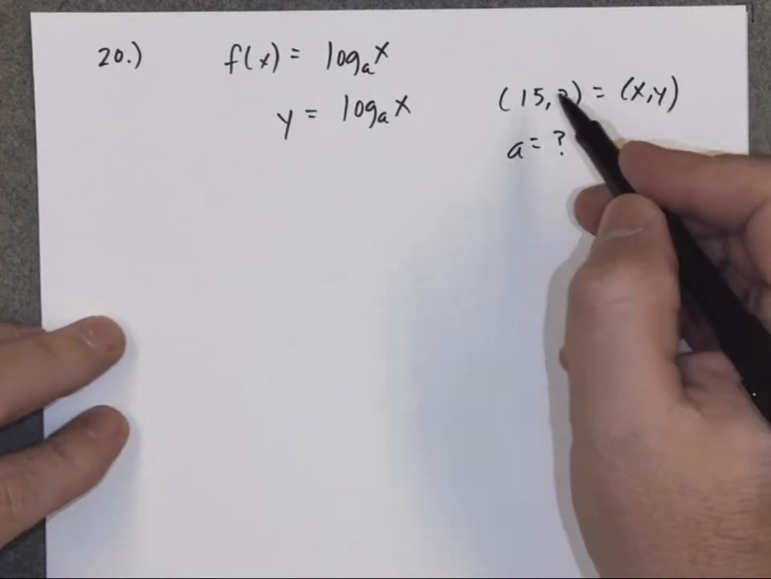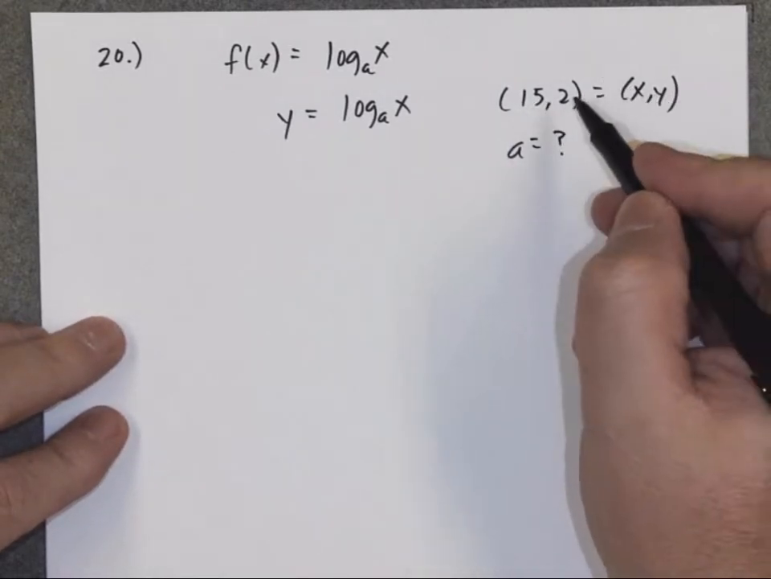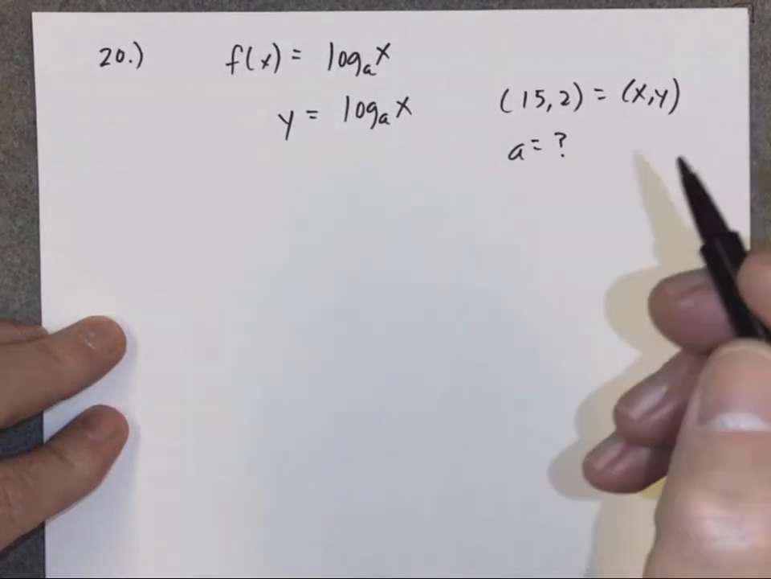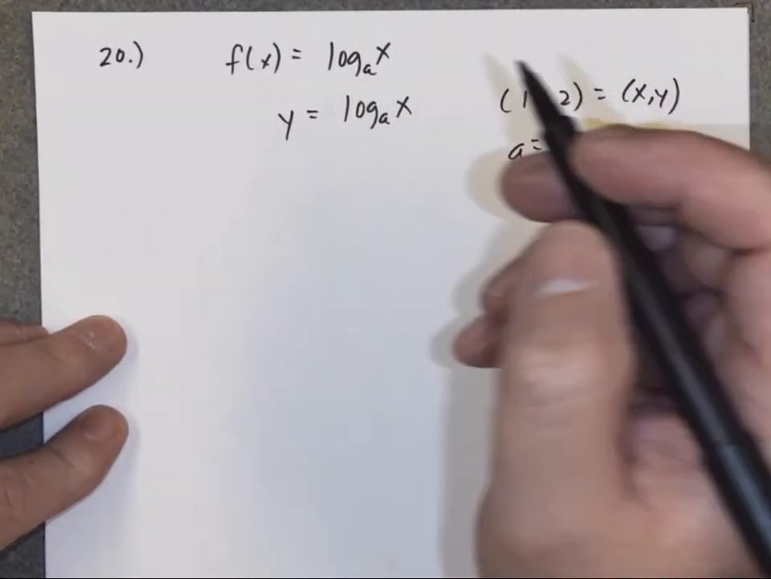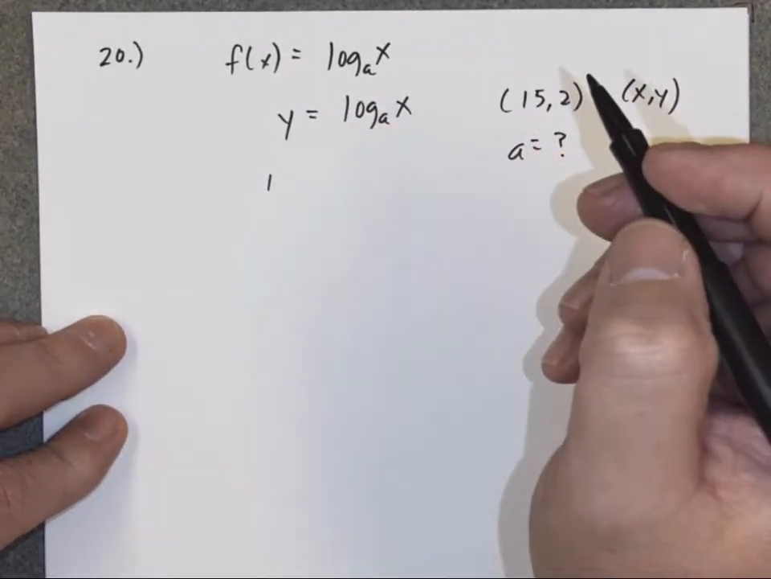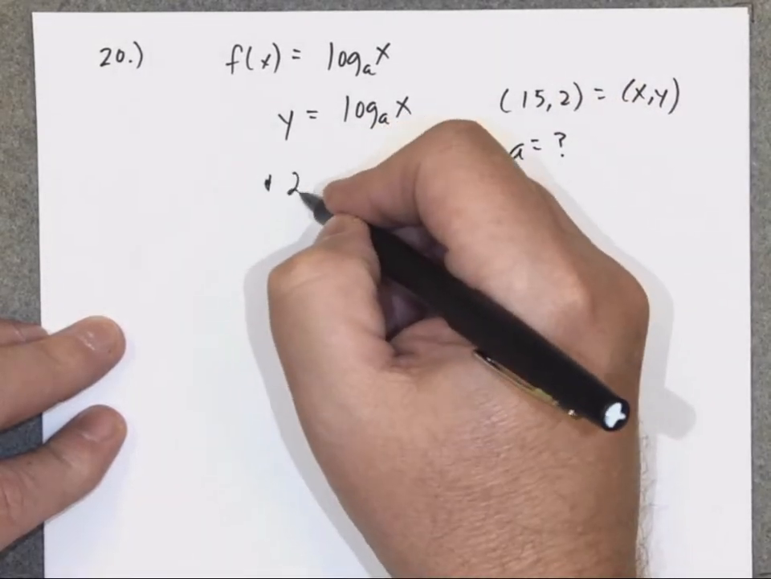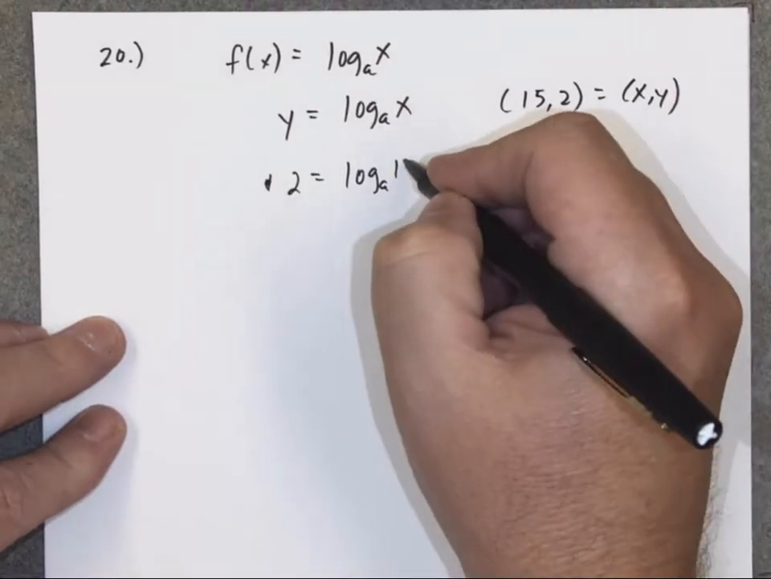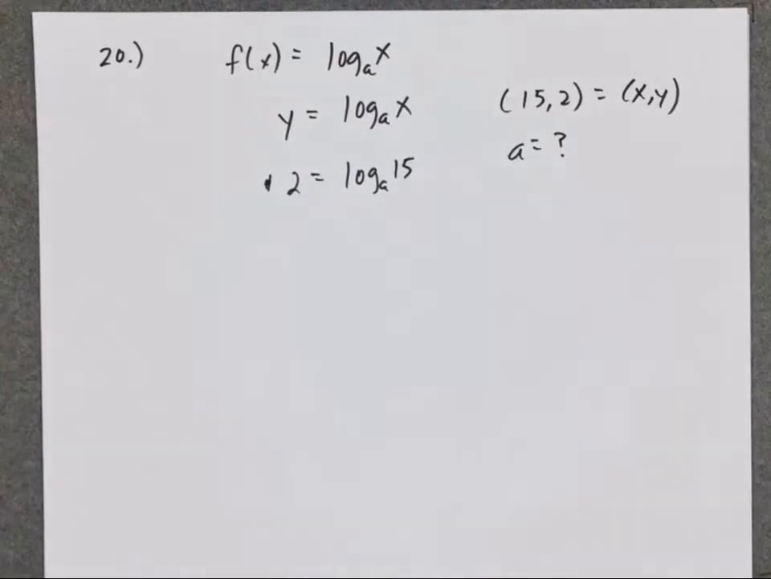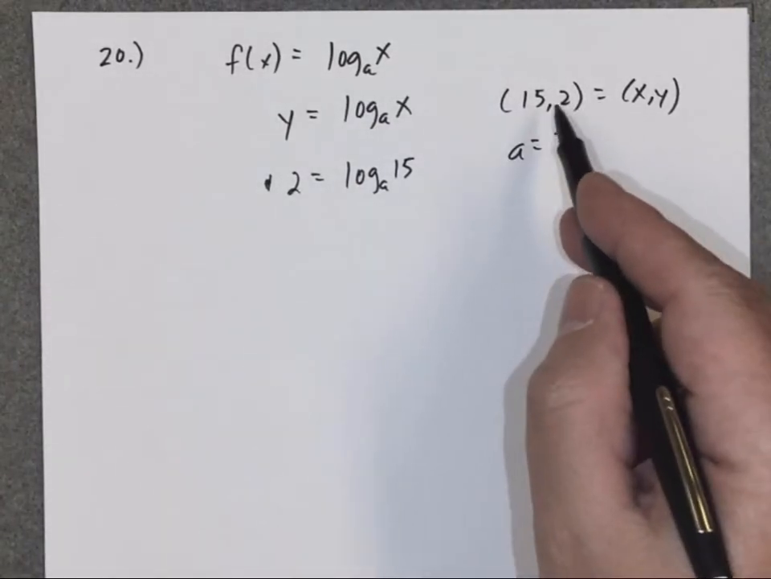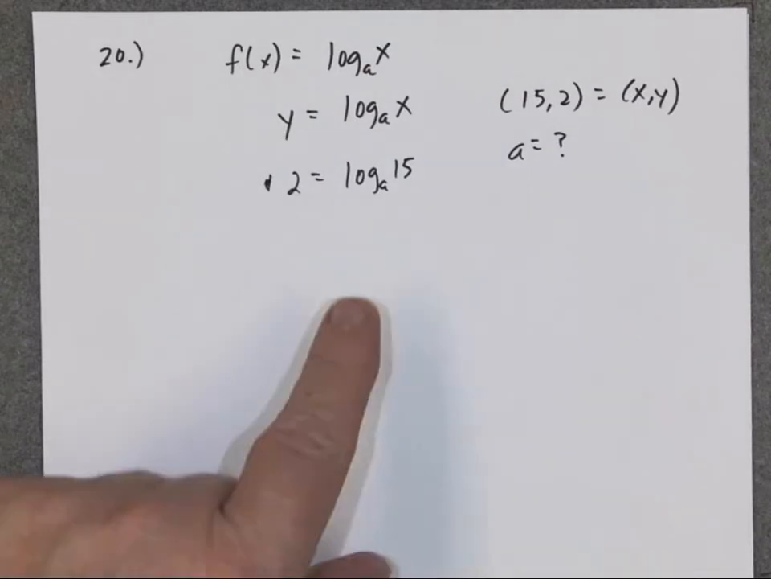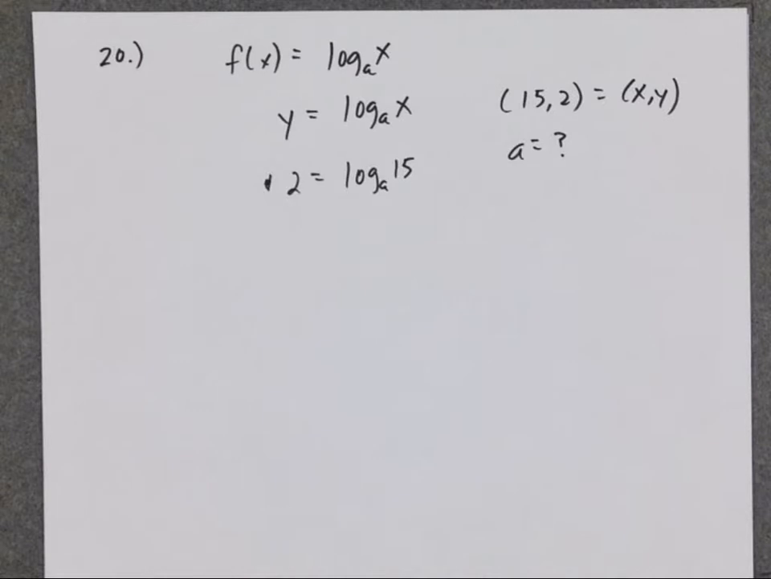So let's just go ahead and plug in 15 for x and 2 for y into this and see if we can somehow figure out what A equals. So y is actually 2, x is 15. So if I plug in this point, I end up with 2 equals log base A of 15. And they're saying, what is A equal to?